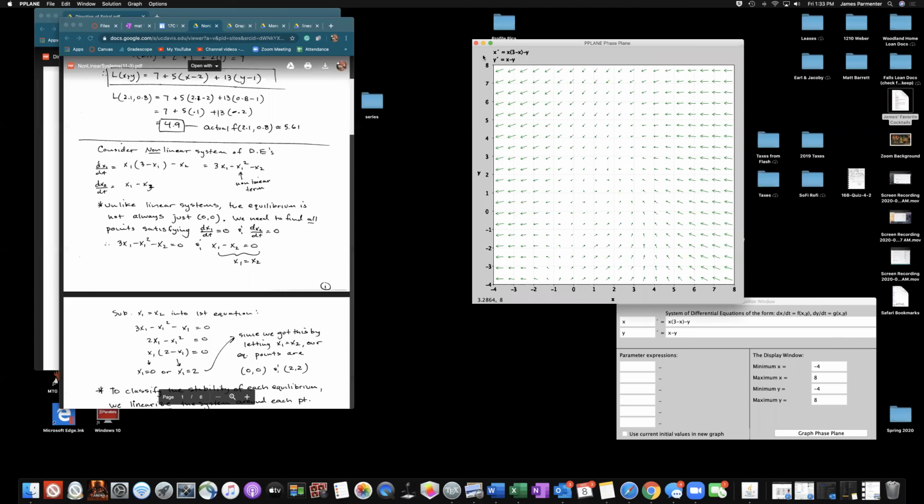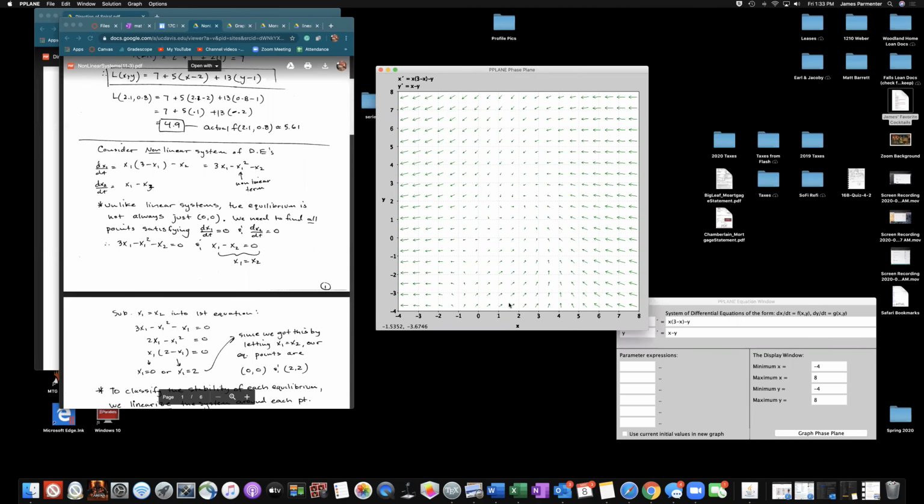Sure, I'll have a million windows open. So if we look over here, so 2, 2, right, there's 2, 2. That's one of our equilibrium points. I'm not going to click right on it, because something funky will probably happen. But look, 2, 2 definitely looks like the stable spiral we said it was, right?